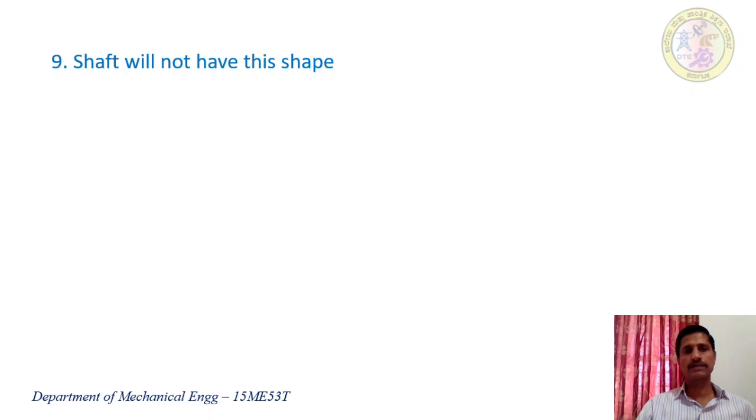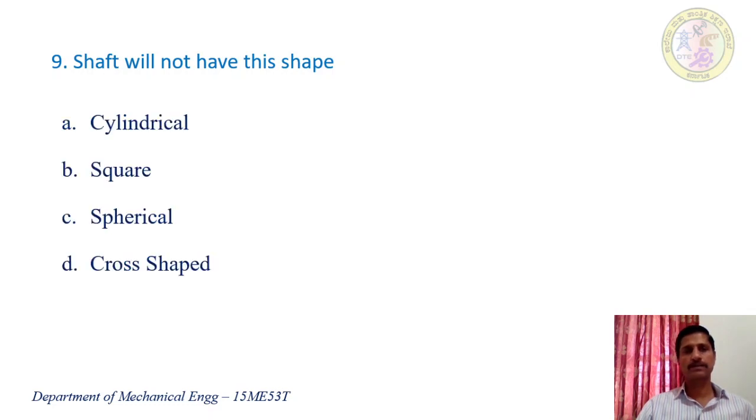Next MCQ is, shaft will not have this shape: cylindrical, square, spherical, cross shaped. Please give your answer. Right answer is spherical, because cylindrical, square and cross shaped shafts are normally used. Only spherical shape is not used.